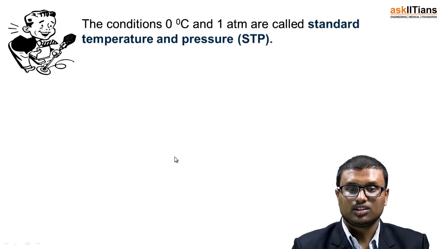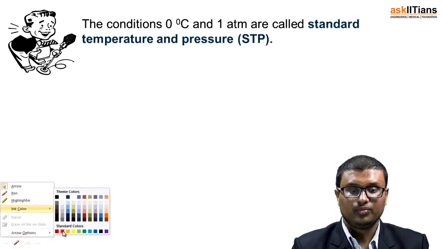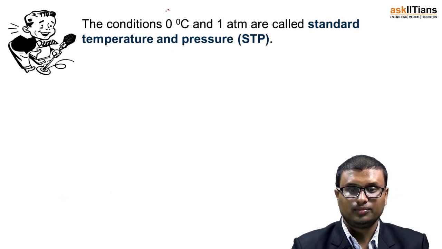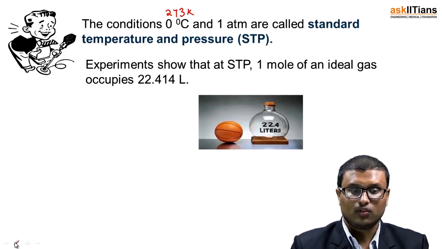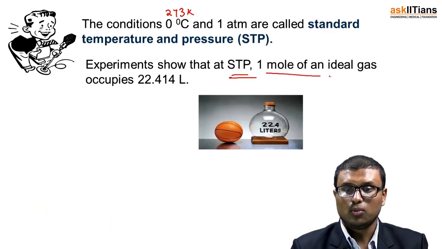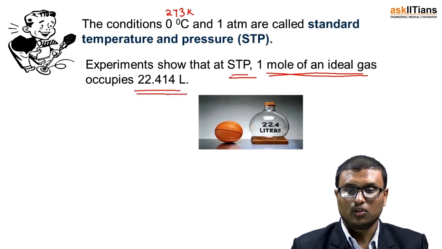So the conditions at 0 degree centigrade and 1 atm are standard temperature and pressure. So what can I say? At 1 atm and 273 Kelvin, 0 degrees is nothing but what, guys? It is 273 Kelvin. So it is STP. Experiments show that at STP, 1 mole of any ideal gas occupies 22.414 liters. This is very important. At STP, 1 mole of any ideal gas occupies 22.414 liter.